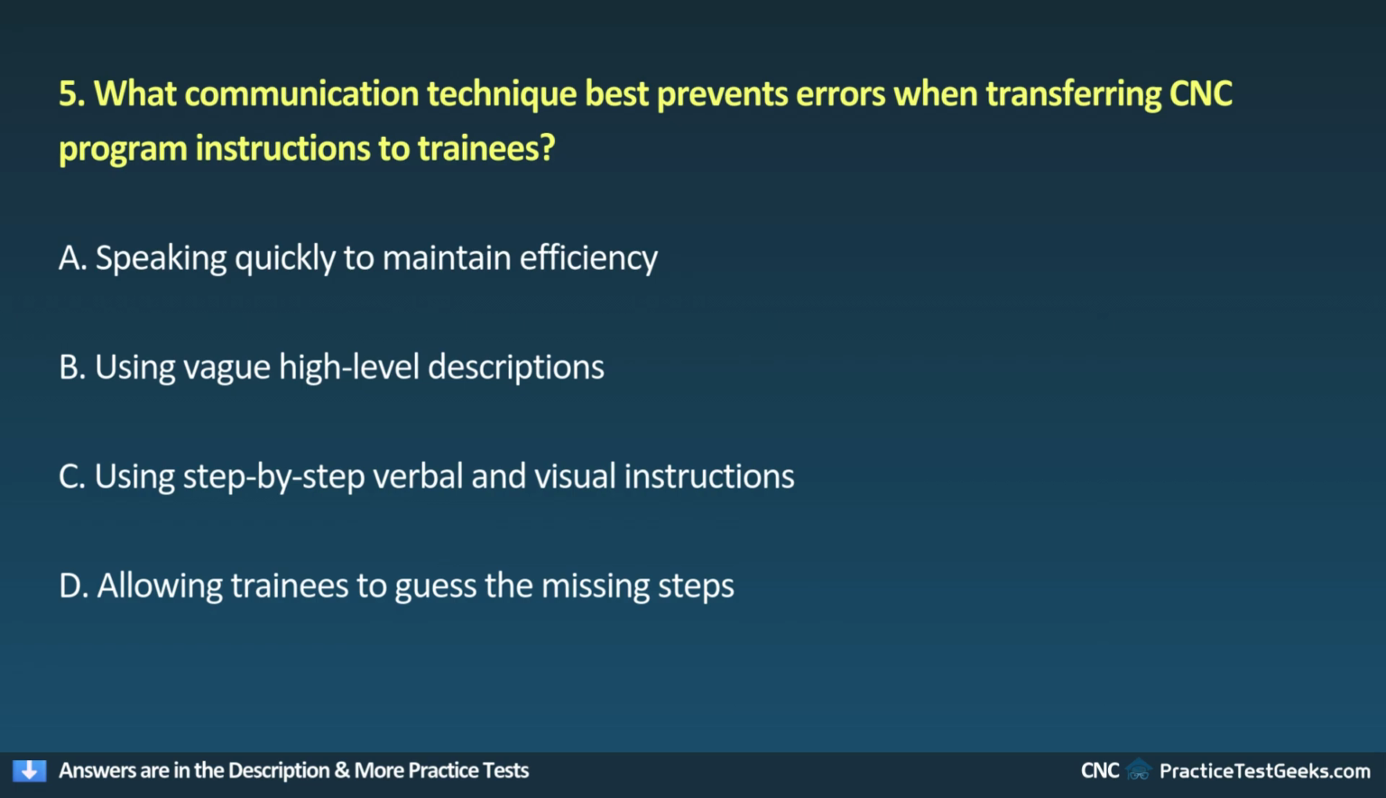5. What communication technique best prevents errors when transferring CNC program instructions to trainees? A. Speaking quickly to maintain efficiency. B. Using vague high-level descriptions. C. Using step-by-step verbal and visual instructions. D. Allowing trainees to guess the missing steps.